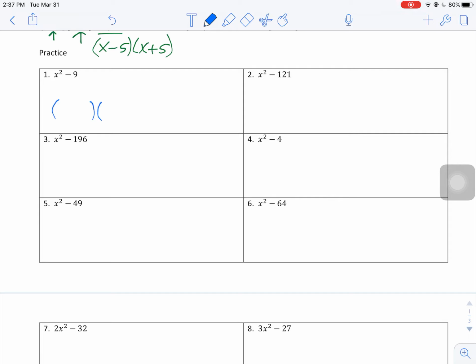So basically what I do is I get ready to write my answer. So it's going to be 2 sets of parentheses. Square root of x squared is x.